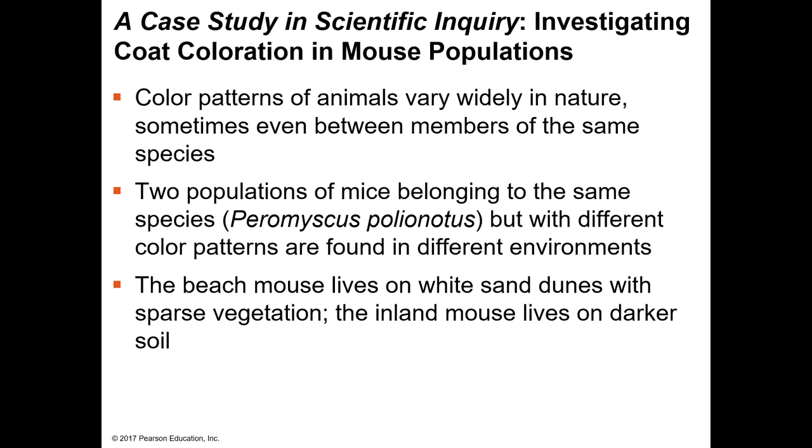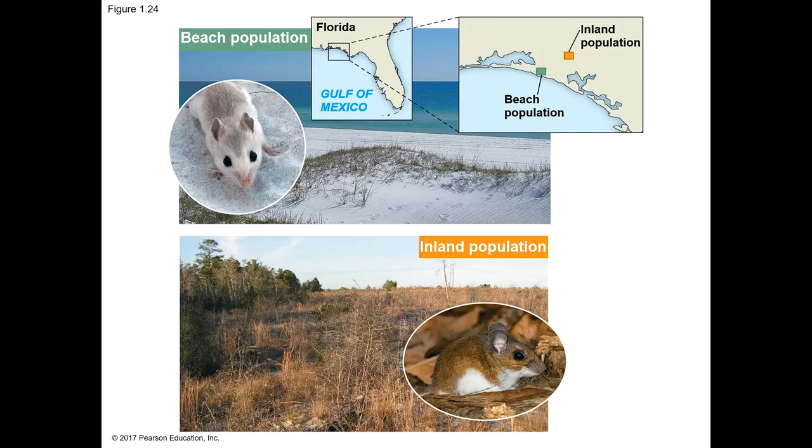Okay, color patterns of animals vary widely in nature, sometimes even between members of the same species. Two populations of mice belonging to the same species, but with different color patterns, are found in different environments. The beach mouse lives on white sand dunes with sparse vegetation. The inland mouse lives on darker soil. Here on the top screen, you can see the beach mouse against the white sand. It's got a white coat. Why? Because it's less likely to be noticed, back to that example of white and gray and dark black beetles against the black background, and which one the aerial predator is going to pick off. Of course, the one that contrasts the most.